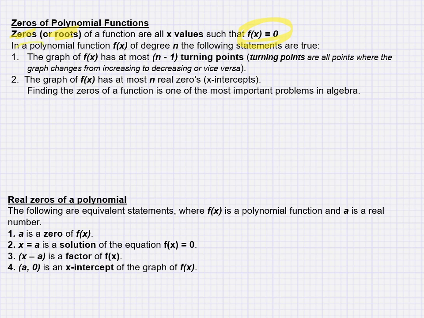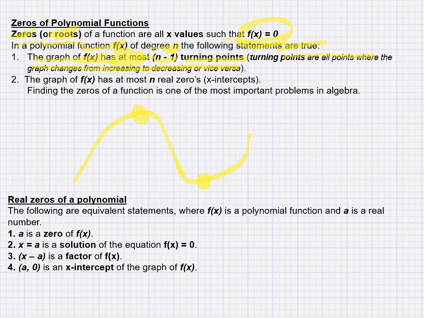For a polynomial function, f of x, that has degree n, the following 2 things are true. 1, the graph of f of x has at most n minus 1 turning points. Turning points are all the points where the graph changes from increasing to decreasing and vice versa. So if your graph does this, this right here would be a turning point. This would be a turning point, okay? So you have at most n minus 1 turning points. So if your degree is 7, then you'll have at most 6 turning points.